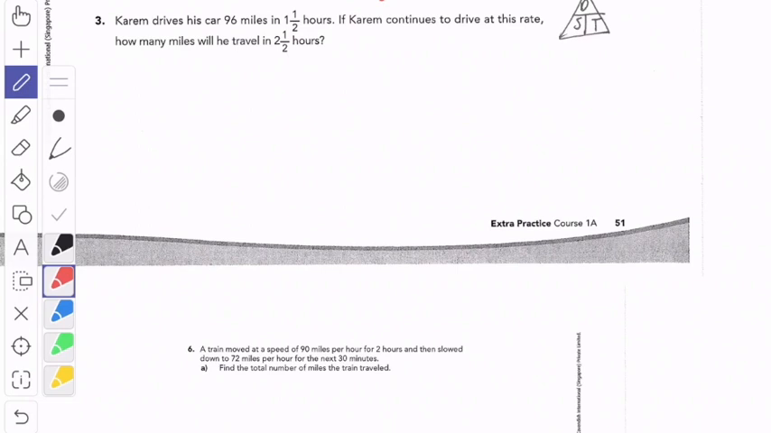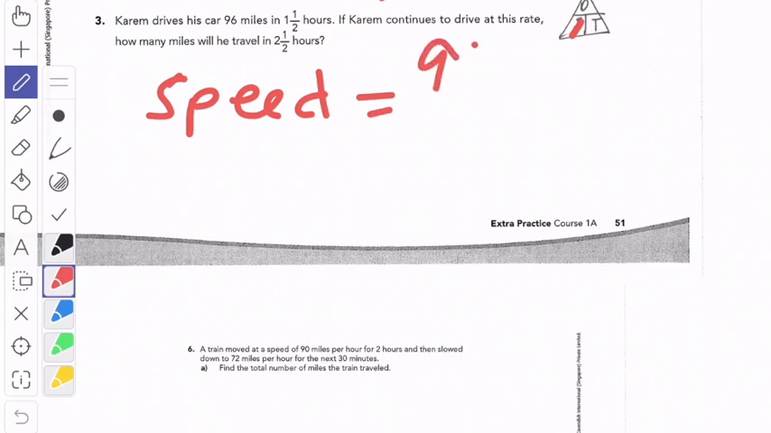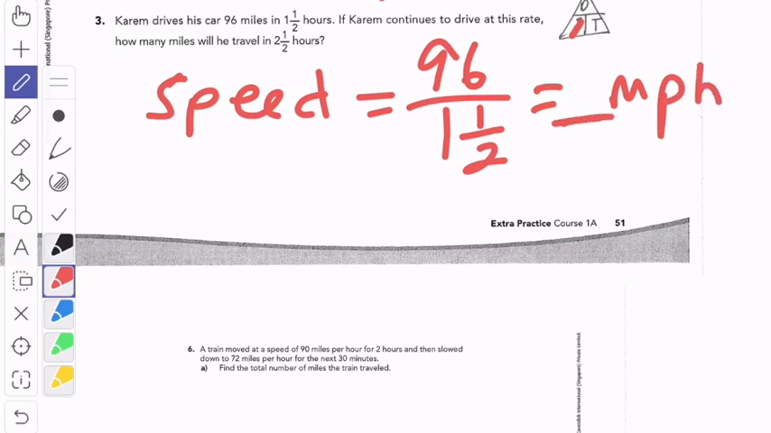It says Karem drives his car 96 miles in 1.5 hours. If he continues at the same rate, the same rate means the same speed. So we need to figure out speed first. So speed, if I put my finger over speed, I know it's distance divided by time. So the distance is 96 miles, divided by time. Time is 1.5. That will give you your miles per hour. Once you have that answer, then you could figure out the rest.